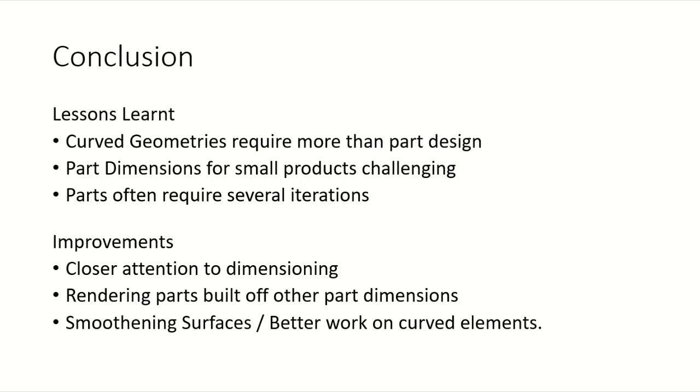CATIA had a lot of problems rendering those shapes accurately, as well as being able to pad and thicken those shapes accordingly. Because of the curved surfaces, some of the things that we also learned was that parts often require several iterations, several different shaped copies of variations of different parts in order to piece together how to correctly build an element, and that sometimes took away a lot from time spent on rendering.